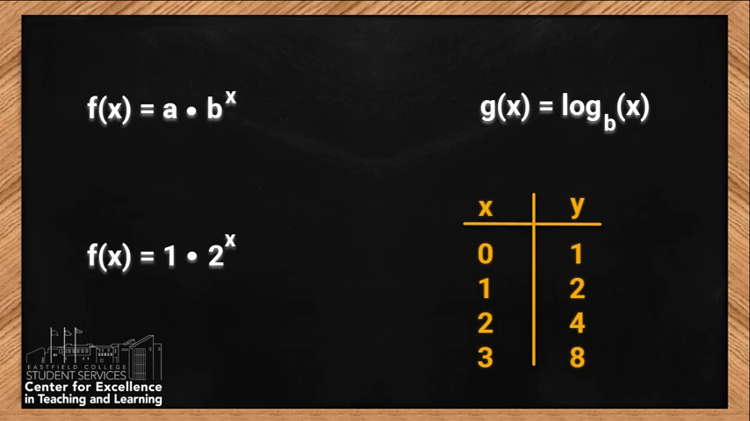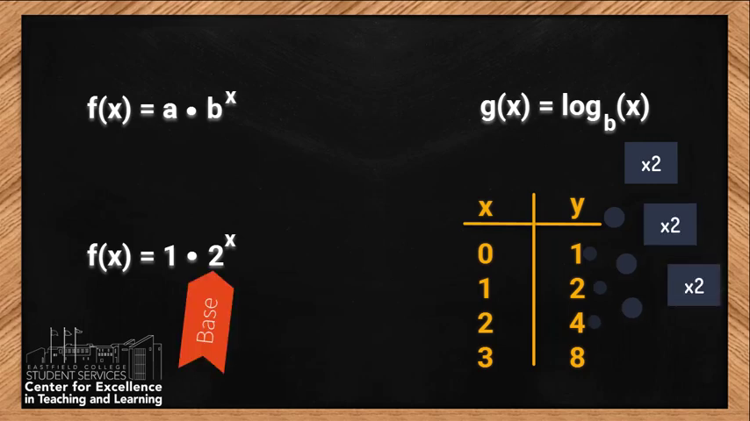If you notice, every time in the table as x goes up by 1, the output values are multiplying by 2. That's because the base over here is 2. And so this base is talking about how quickly your function is going to grow. Sometimes we call that a growth factor, or if our values are decreasing, we call it a decay factor.